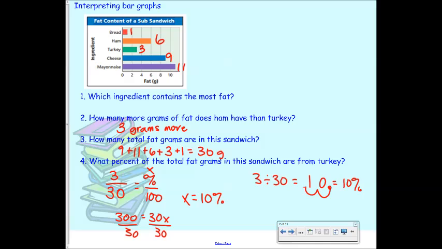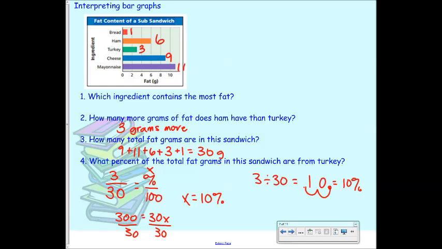No. Why not? It's out of the scope of this graph, right? This graph is about fat, it's not about protein. So we can't make any assumptions about protein based on this. We could use prior knowledge to maybe say, are there any ingredients there that have protein? Sure, a lot of those ingredients have protein in them. Cheese has protein in it, turkey and ham have protein in it. But I don't know how much, and I'm not going to guess because this graph doesn't give me that.